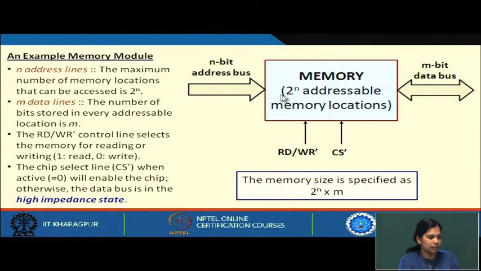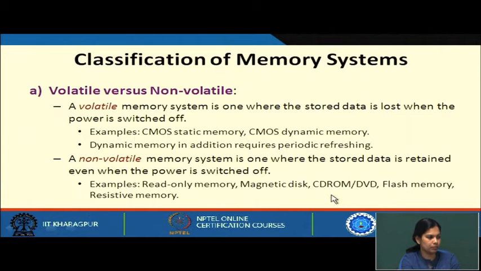So here we have an n-bit address bus, so we have 2 to the power n addressable locations, and an m-bit data bus. So the total size of the memory which is addressable is 2 to the power n cross m. Now, classification of memory systems: how can we classify a memory system?